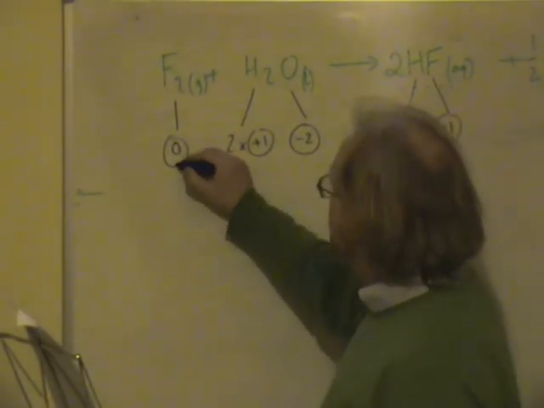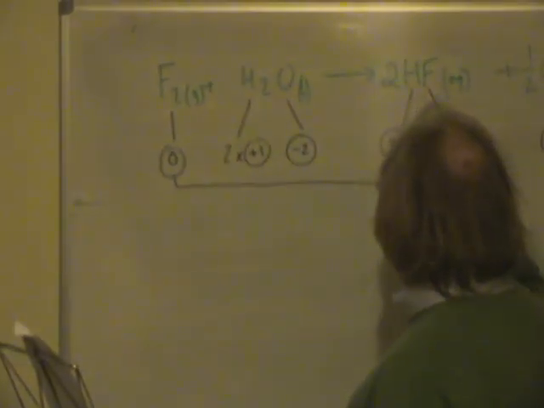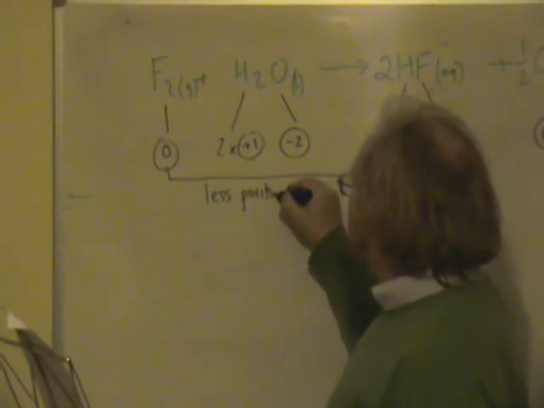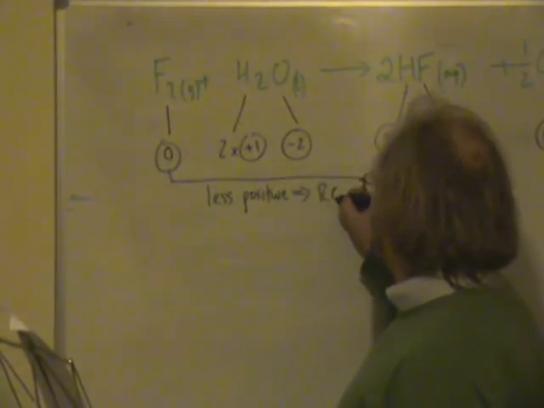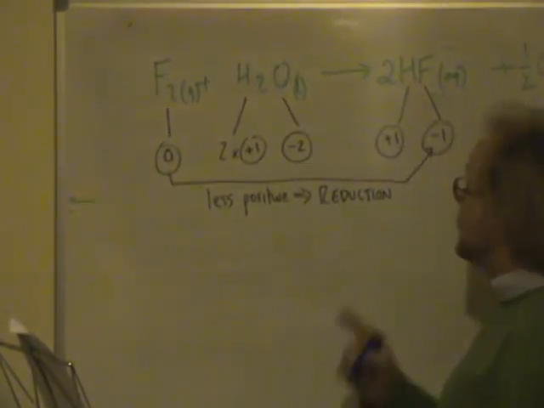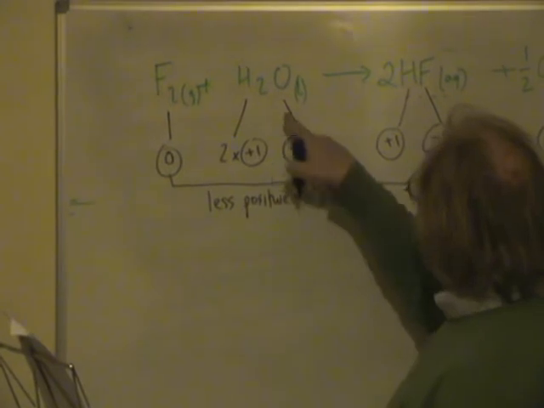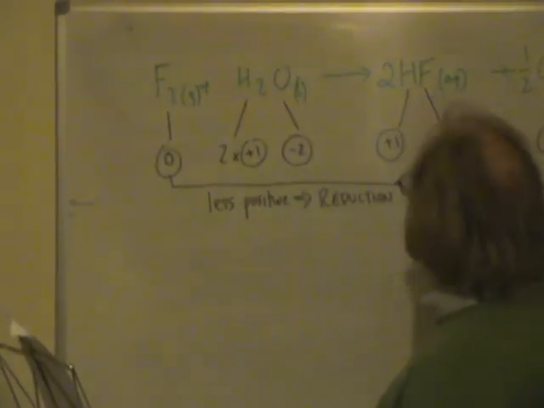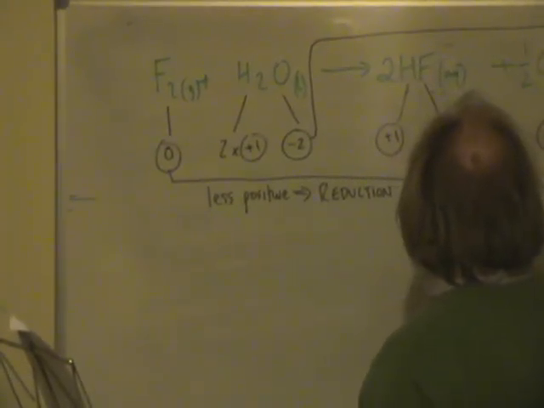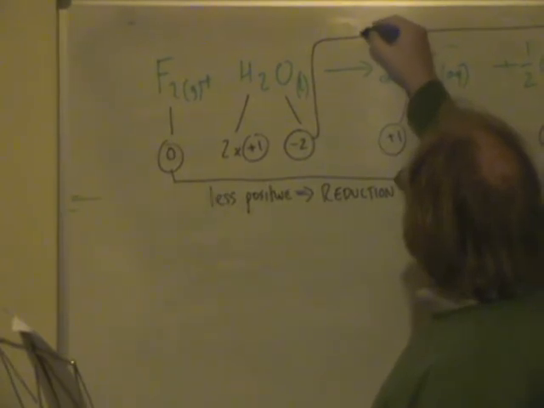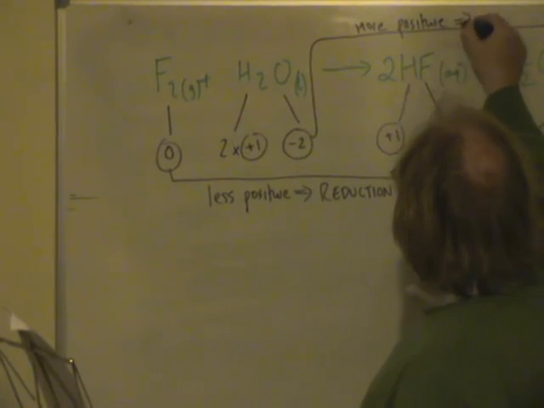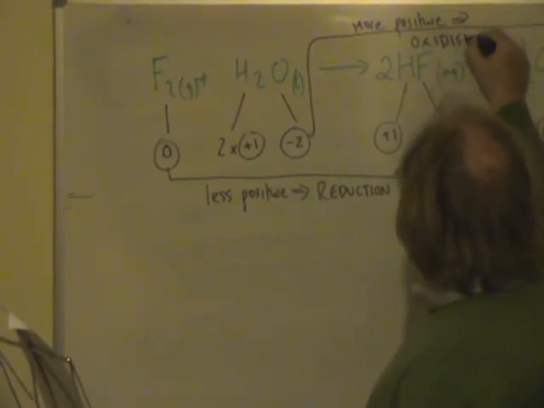So you look at what changed, and you see the fluorine goes from 0 to -1, which is less positive, is what it's becoming. And if something's less positive, that means reduction. So the answer is the fluorine is reduced. And what gets oxidized? Well, the hydrogen stays the same, because it's +1 here and it's +1 there, but the oxygen goes from -2 here to 0 there. So the oxygen becomes more positive. -2 to 0 is more positive, which means the oxygen is oxidized.